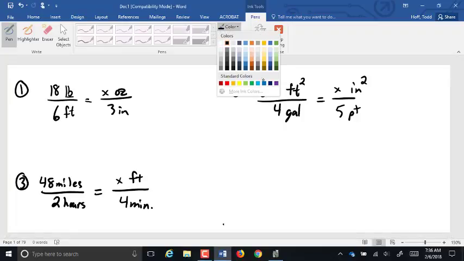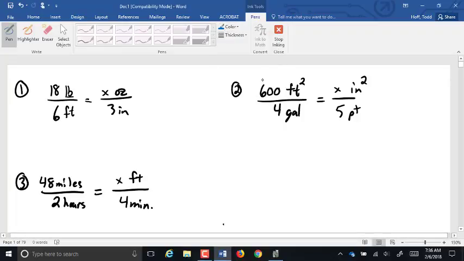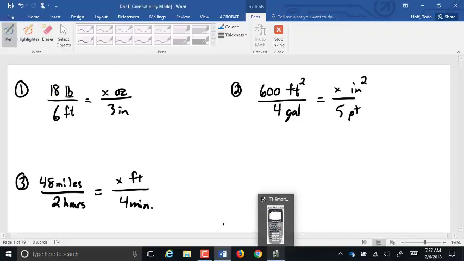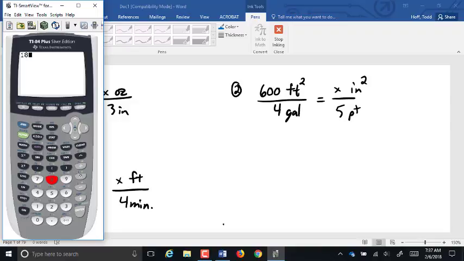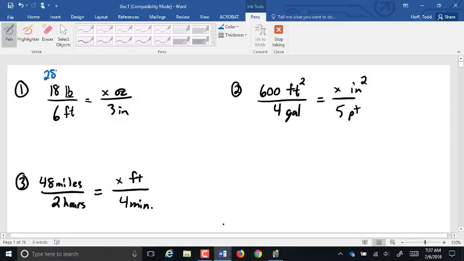Okay, so let's take a look at these. For number one, to make this work, we've got to do the 18 pounds into ounces, which means we're going to do 18 times... I got an extra one in there. It is 288. So that's 288 ounces.